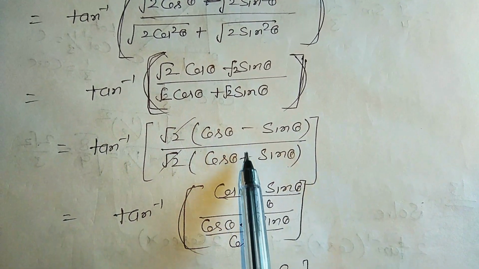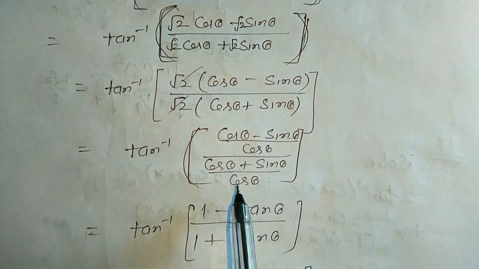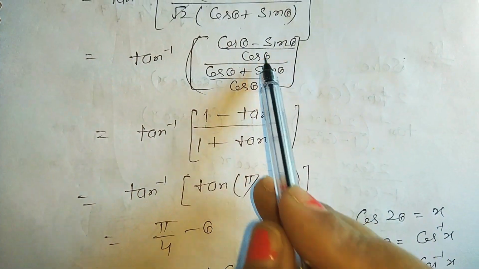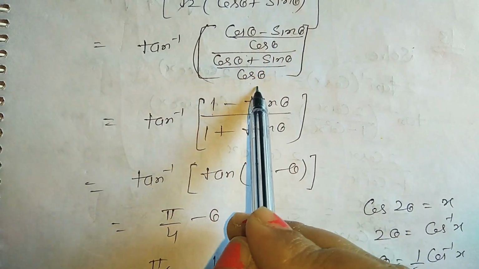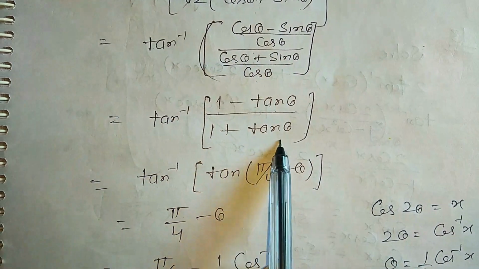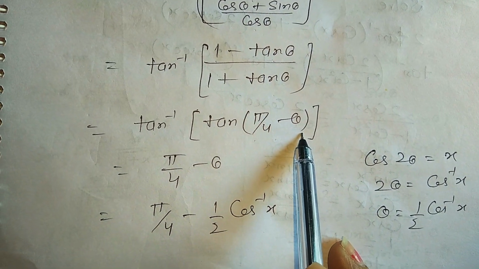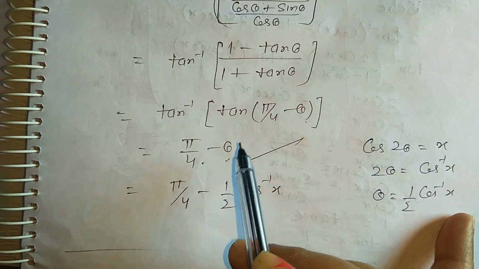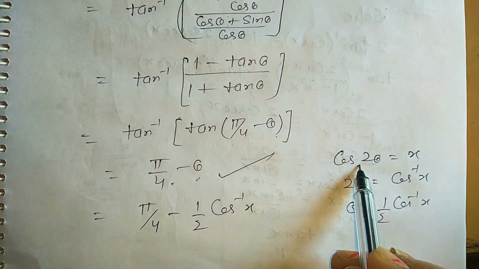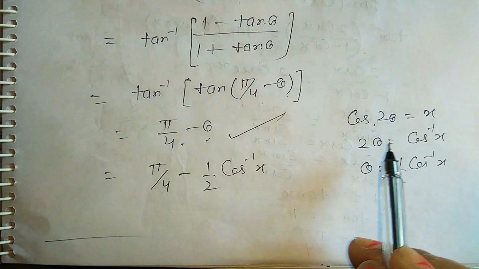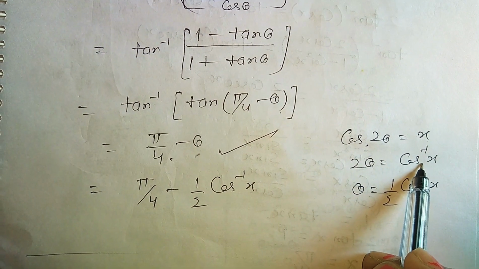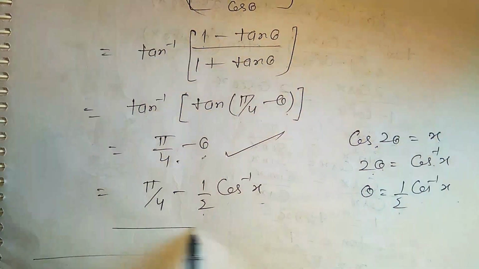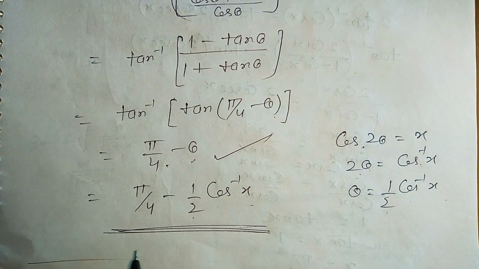Whenever this happens, what do we divide the numerator and denominator by? By cos theta. So we will divide by cos theta. Cos theta upon cos theta is 1, sin upon cos is tan. Cos upon cos is 1, sin upon cos is tan, and we know this is the formula of tan of (pi/4 minus theta). Tan inverse cancels with tan, then pi/4 minus theta. And what is theta? We have taken x equal to cos 2 theta, so we find theta from here. 2 theta is equal to cos inverse x, and then theta is half of cos inverse x. This is half of cos inverse x, and this is equal to the right hand side. Hence proved.